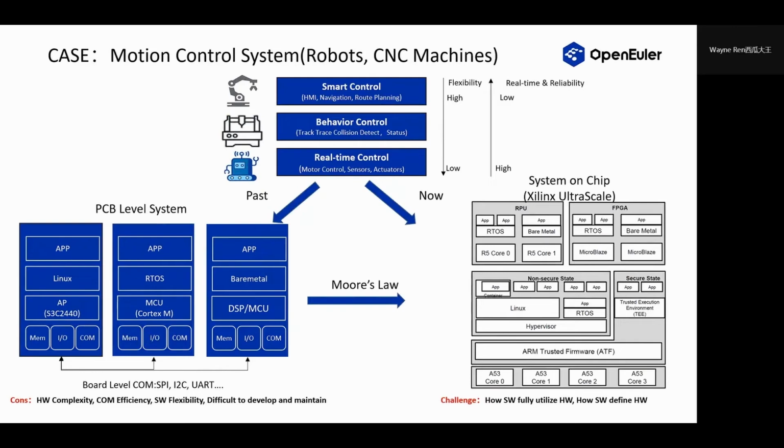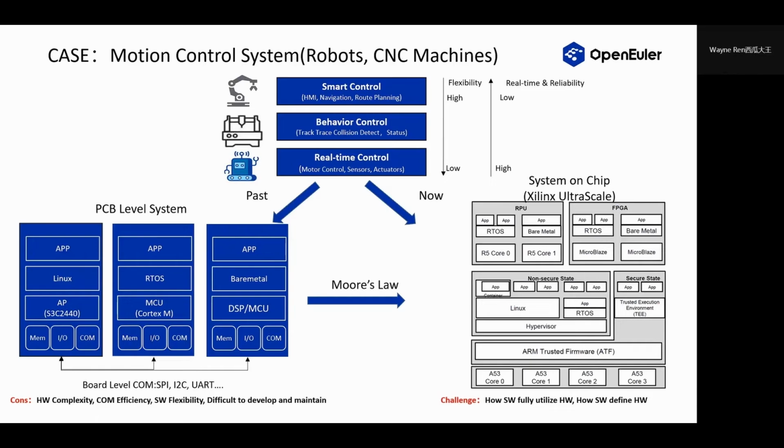A typical complete motion control system consists of 3 layers. The top layer, smart control, is responsible for work like HMI and plane navigation. The middle layer, behavior control, is responsible for work like track trace, collision detect, and states monitor. The bottom layer is responsible for work like motor and servo control, sensors, and actuators. Different layers have different requirements on flexibility, feature richness, and real time.